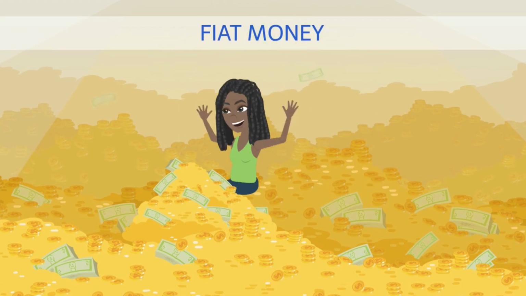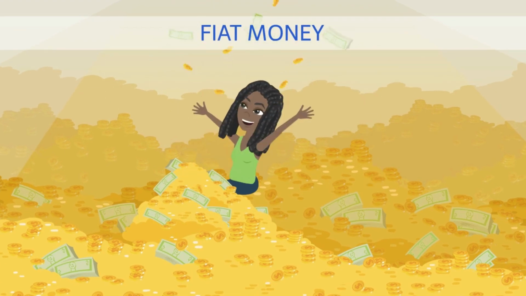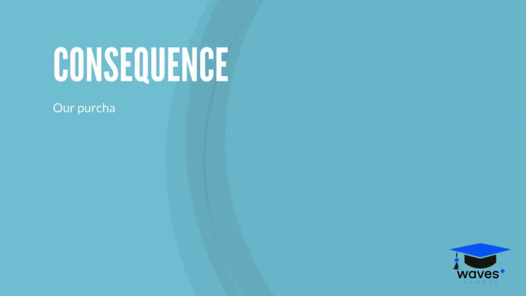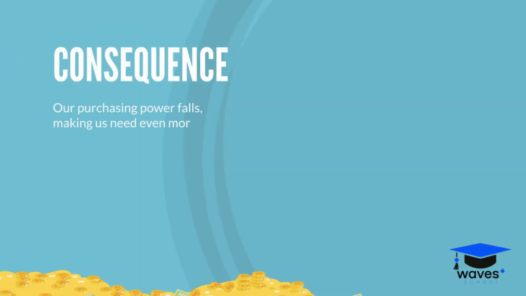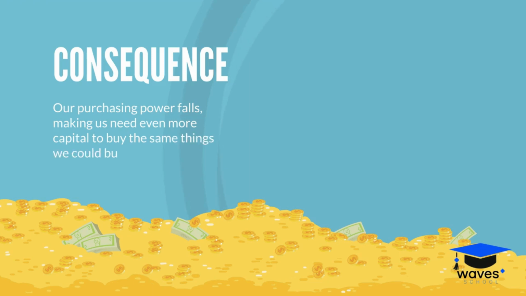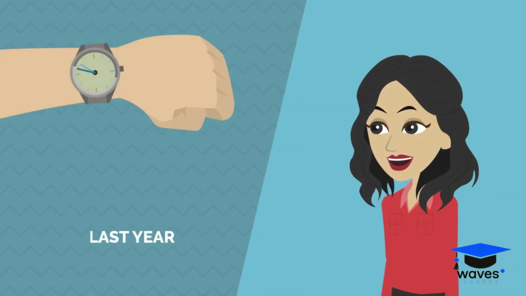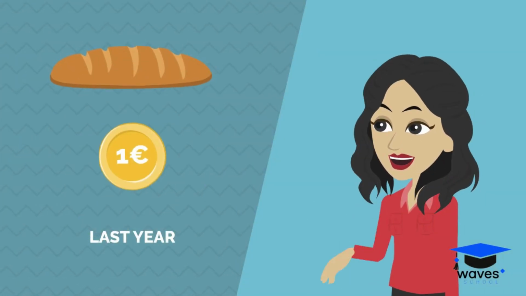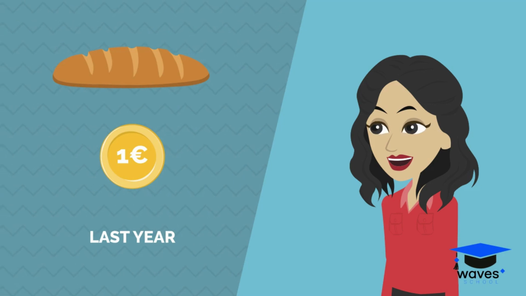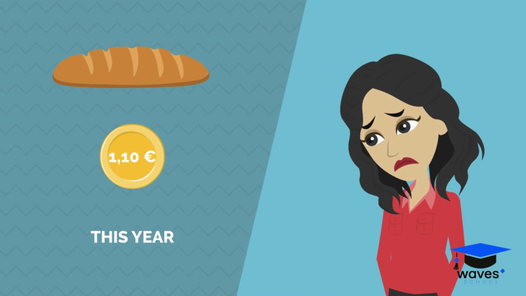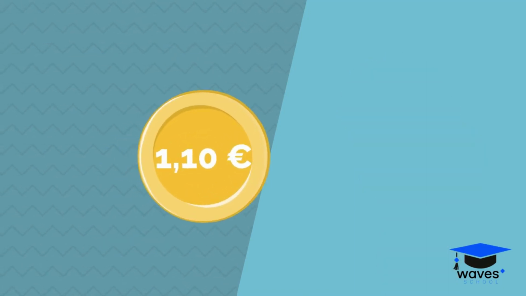Money is still being printed today, further increasing the value problem we saw when we abandoned the gold standard. As a consequence, our purchasing power falls, making us need even more capital to buy the same things we could buy years ago with less money. Let's look at this with an example. Let's imagine that last year you could buy a loaf of bread for €1. As a consequence of the decrease in the value of money, today you went to the bakery and that same loaf of bread had a price of €1.10.